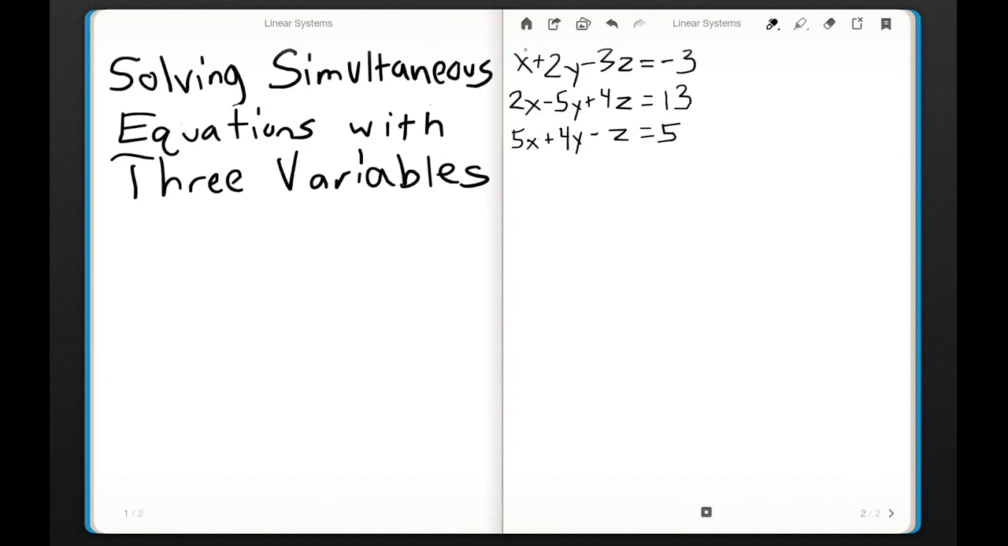Okay, so how do we approach this? Well, let's start by just picking 2 equations and forget the third one. Let's pick the first and the second one here. Now, of these 2 equations, which of the variables can we easily get to be the same? Well, that would be the x's. We just need to multiply the first equation by 2 to get 2x in both. So this first equation, if we multiply by 2, will become 2x plus 4y minus 6z equals -6.